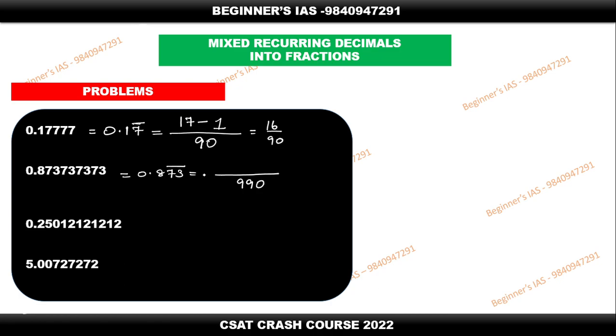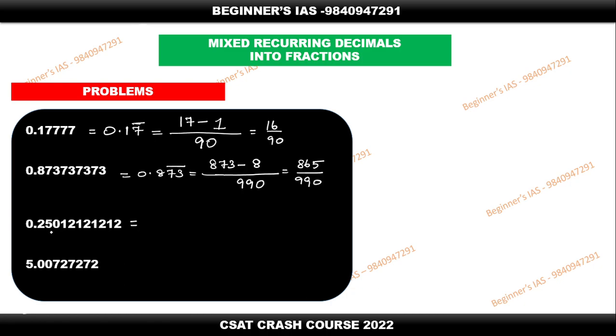Then in the numerator, what you need to write? Total number minus do not recurring. Do not recurring is 8 here. So that you need to subtract. So then you will get 865 by 990. So let us see one more example.